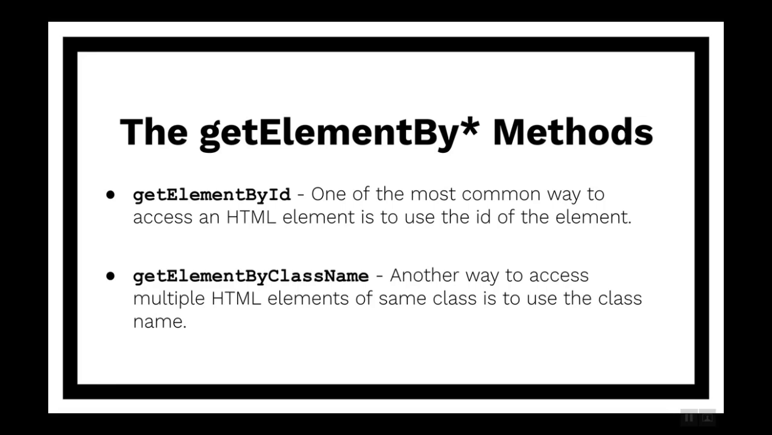In a similar fashion, if we want to get more than one element, we can use class names, because ID is unique. Remember, you must have learned this in the HTML course. ID is unique, but the class names can be reused again and again. So if you were to access multiple elements, we can use one single class name.